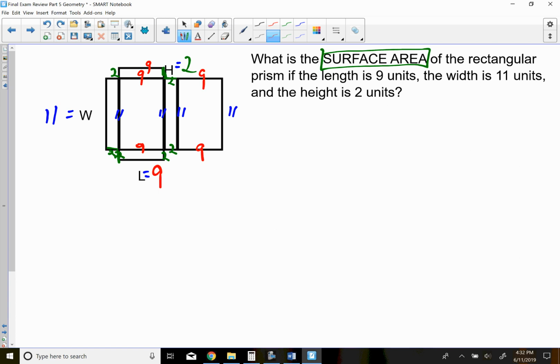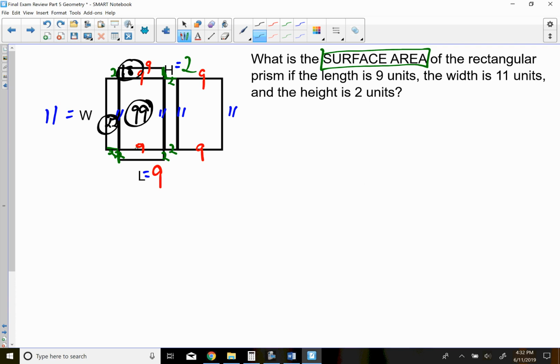So remember, in a rectangular prism, they are not squares, they're rectangles. So don't assume they're the same, unless all the dimensions are the same. 11 and 9, they're different. It's a rectangle. So now all I have to do is go through and find the surface areas. So my work is going to be to find the areas of each rectangle first. So this piece is 2 by 11, so this is 22. 9 by 11, that's 99. 9 by 2, so here's 18. So I should have 2 of each one.